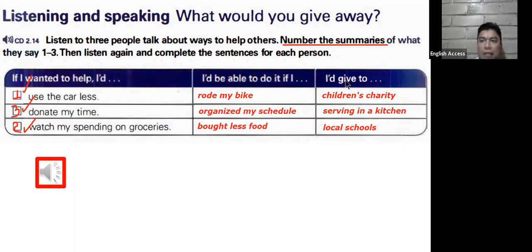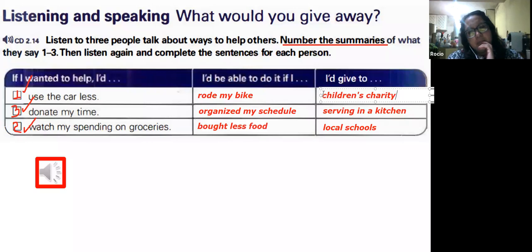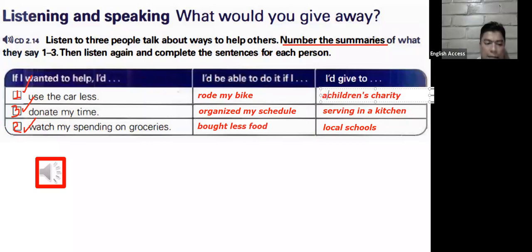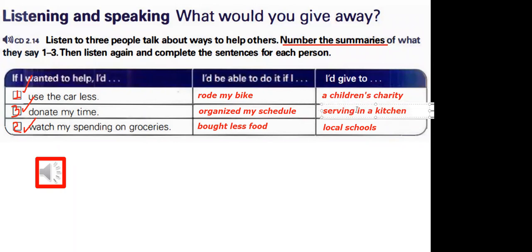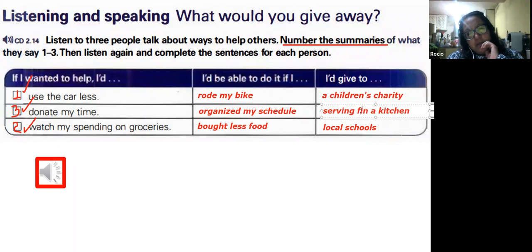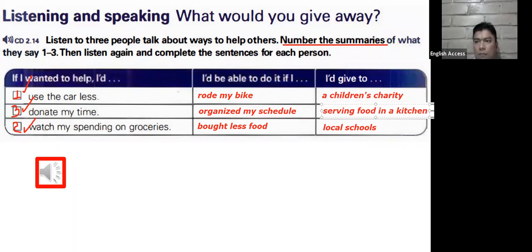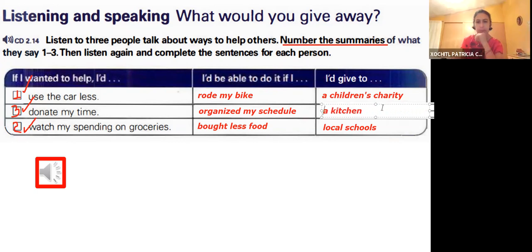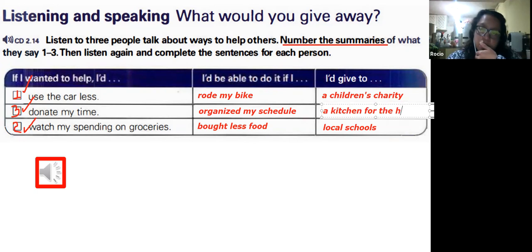I'd give to children's charity. Donate my time. I'd give to serving food in a kitchen for the homeless, right?